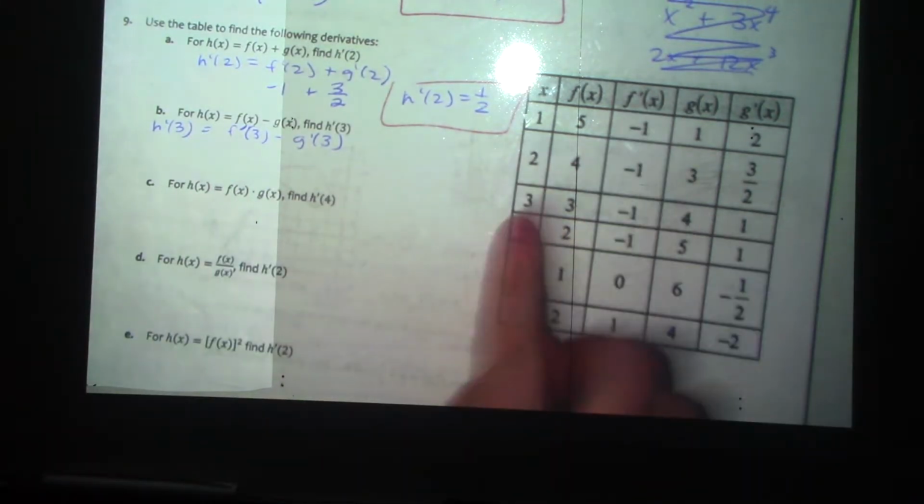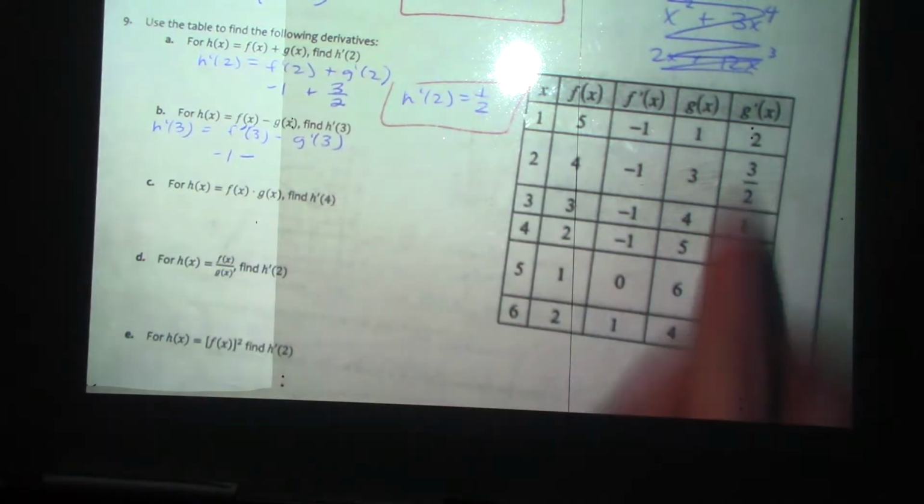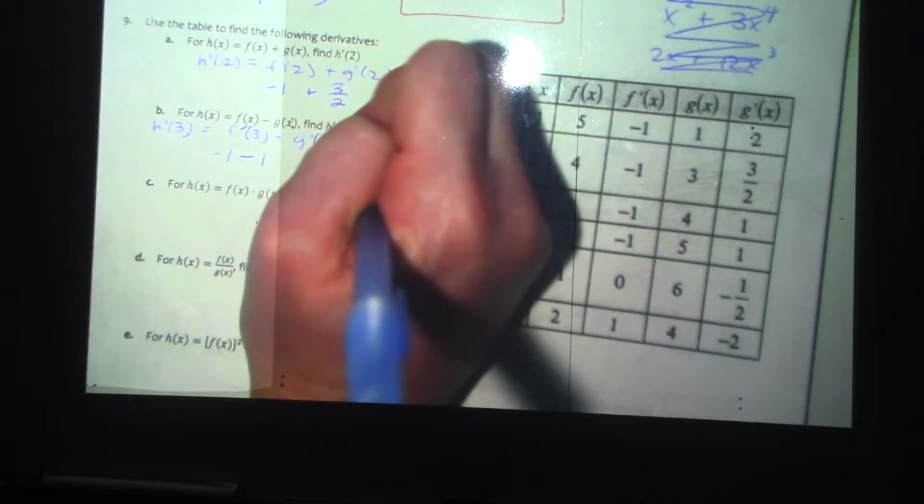Same with subtracting, right? It's the same rule. This would just be f prime. So take the derivative minus the other derivative equals the h prime of 3. F prime of 3 is negative 1 minus g prime of 3 is positive 1. Negative 1 minus 1 is negative 2.